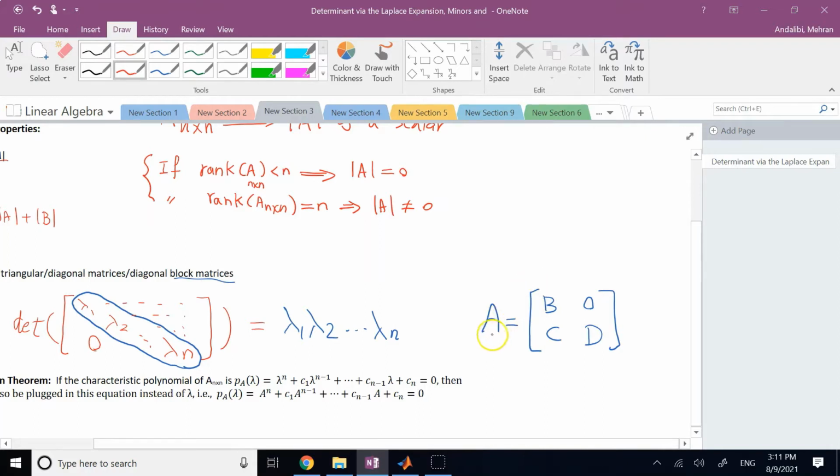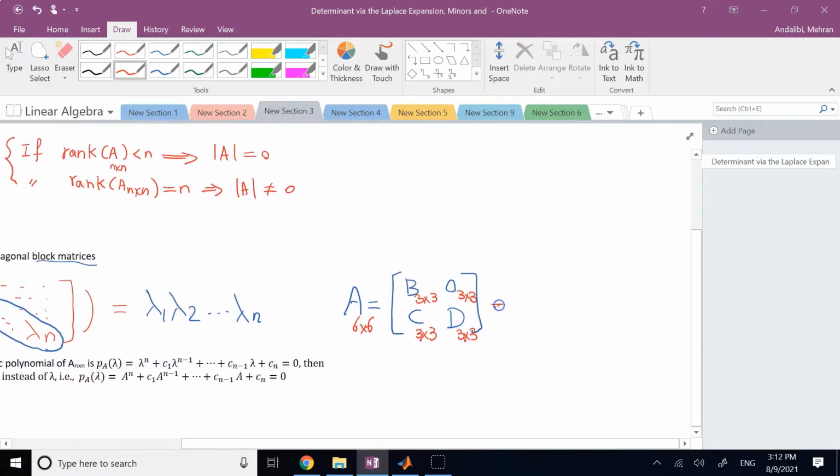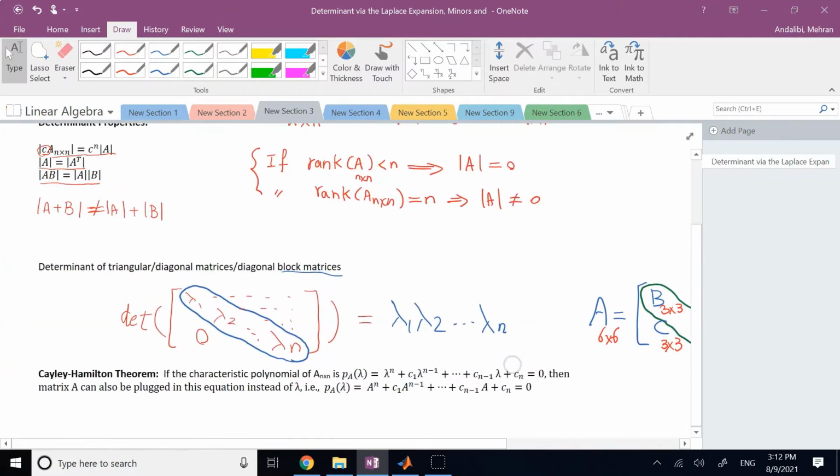So let's say, for example, this is a 6 by 6, and so these matrices are like 3 by 3 each. So it's not like these B, C, Ds are numbers, no, and the 0 matrix, they are all submatrices. If I say what is the determinant of A, the large matrix, you can say it's equal to the determinant of B times the determinant of C, the product of determinants of the diagonal entries. Okay, so this is for a block matrix, and these are all separate cases.